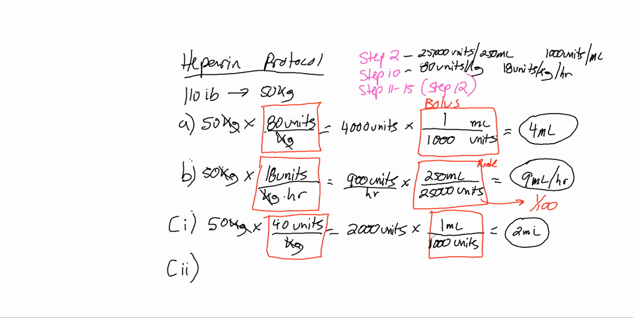Okay. Then part 2 is we increase the infusion rate by 2 units per kilogram per hour. So what that means is I need to pay attention to what my initial infusion rate was set at. My initial infusion rate was set at 18 units per kilogram per hour. So it tells me to increase that by 2 units per kilogram per hour. So what I'm going to do is take my 50 kilograms and multiply now with 18 plus 2, which is 20 units per kilogram.